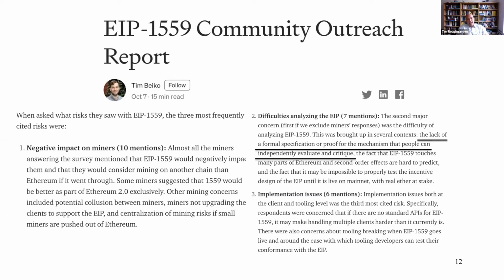And there are several things, but what I wanted to highlight here is one of the top responses was that a concern to EIP 1559 was the lack of a formal specification or proof for the mechanism that people can independently evaluate and critique. So the byproduct of the work I'm going to tell you about is exactly such a formal analysis of EIP 1559, which again can be applied to other transaction fee mechanism designs as well.